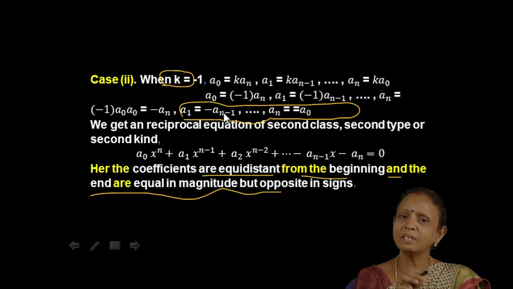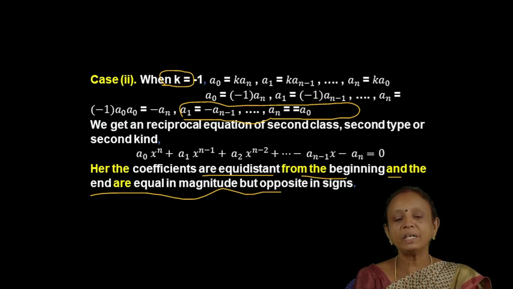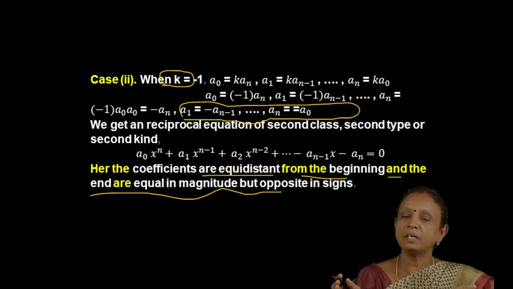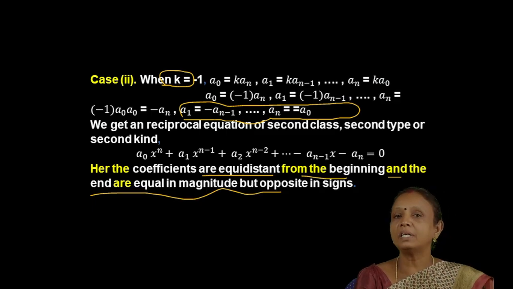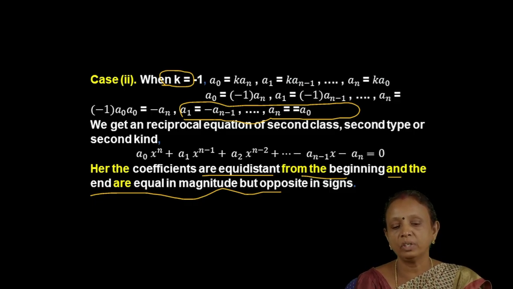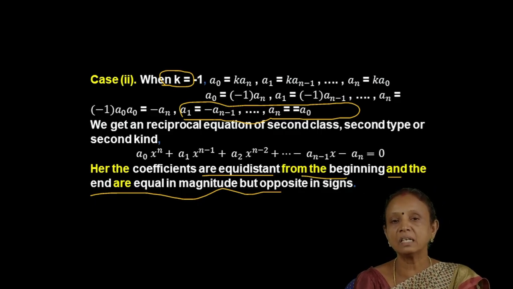What are we seeing now? Previously we saw a naught is equal to an. Now we are seeing a naught is equal to minus an, and therefore the sign will change. But actually they are equidistant, that is, from the extreme ends they are equal in magnitude, but opposite in sign. So we read that the coefficients equidistant from the beginning and the end are equal in magnitude and opposite in sign. So this is case 2, and the equation is read as a reciprocal equation of the second class, second type or second kind.